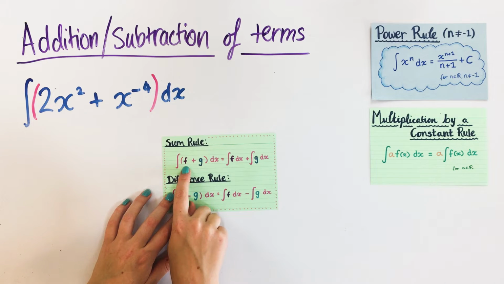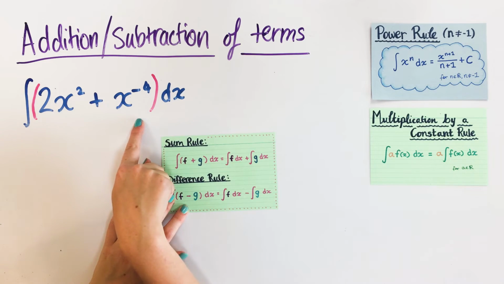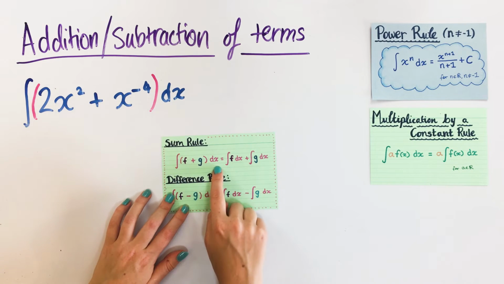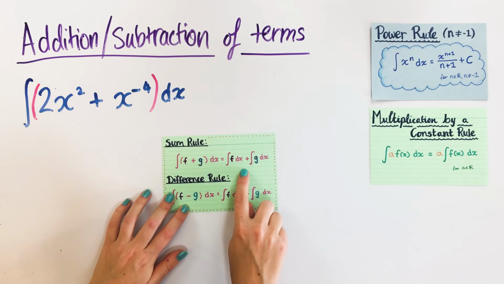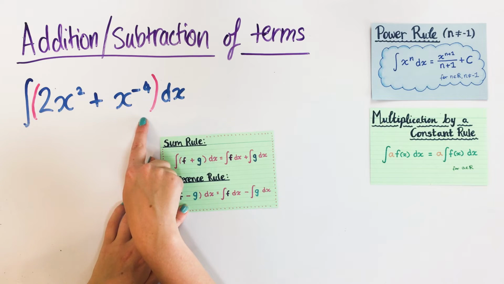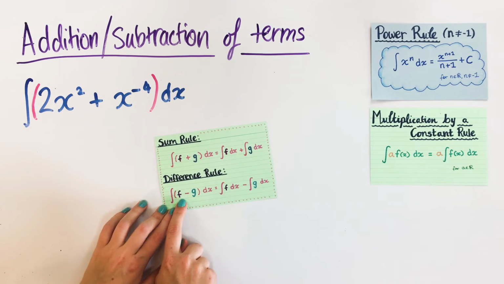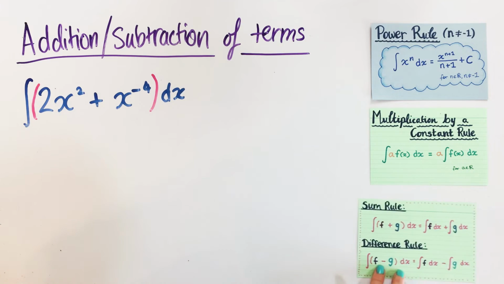So in this case, if we let our f be 2x squared and our g be x to the minus 4, our sum rule says that this entire integral is equal to the integral of 2x squared, our f function, plus the integral of the g function, x to the minus 4. If this was instead a minus sign in the middle, there's also a difference rule we can use, which is very similar, but just has the pluses swapped for minus signs.